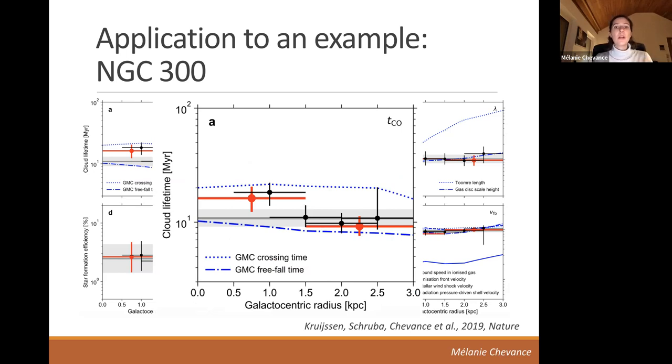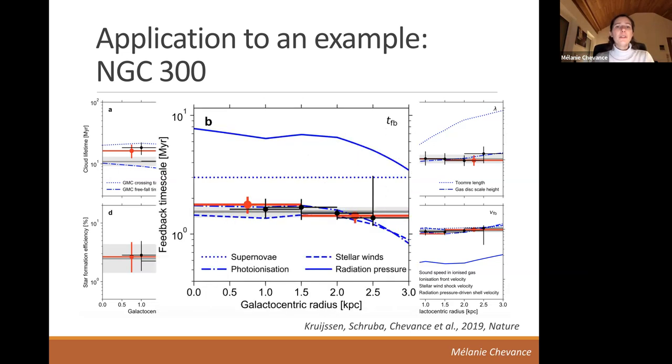About 10 megayears. You can see that it's relatively constant throughout the galaxy, maybe decreasing a little bit toward the outskirts of the galaxy. And the observations are lying pretty nicely between the freefall time and the GMC crossing time. So it looks like there is no real need for additional support to prevent the clouds from collapsing, but we have a rapid collapse of the clouds.